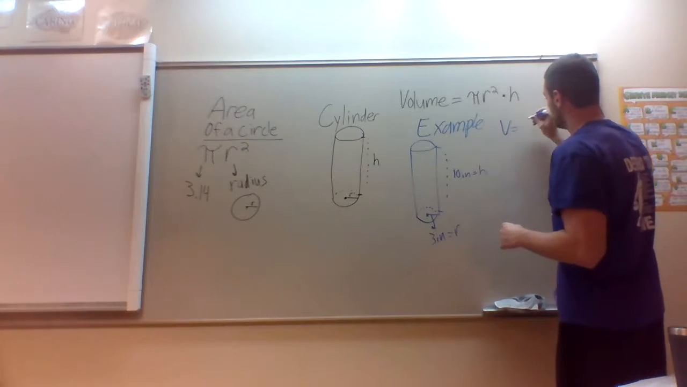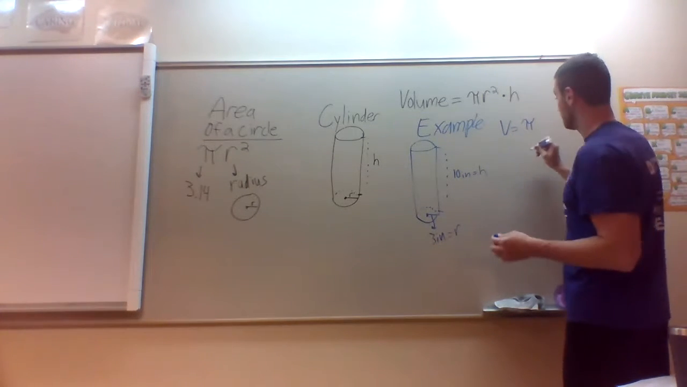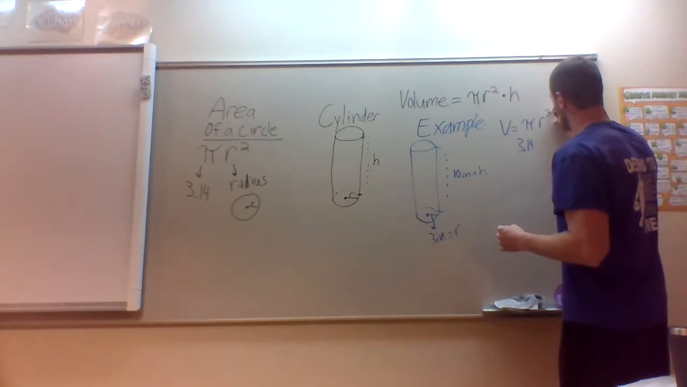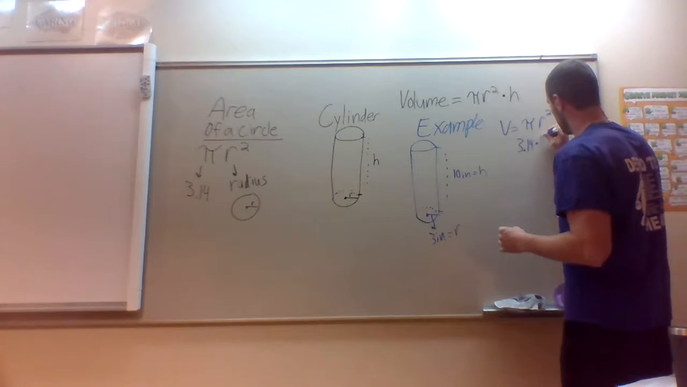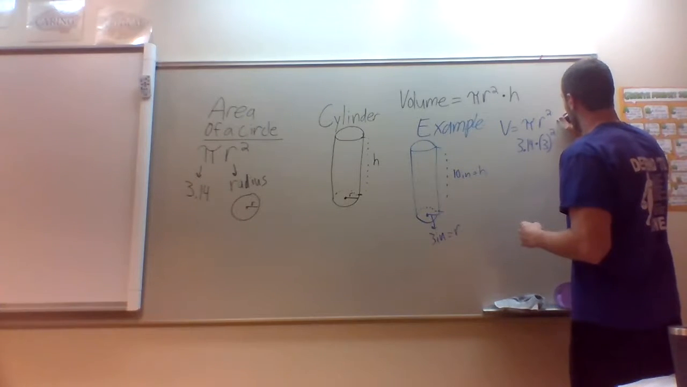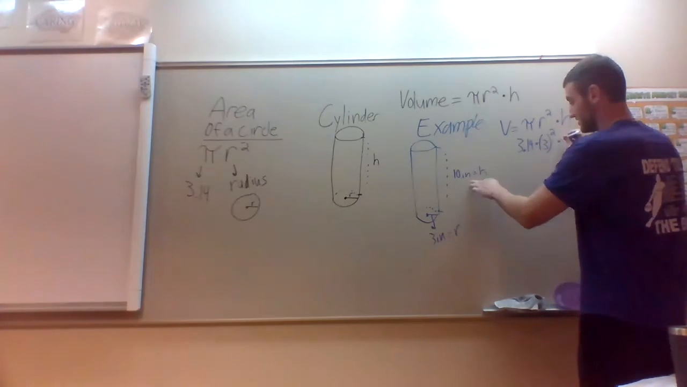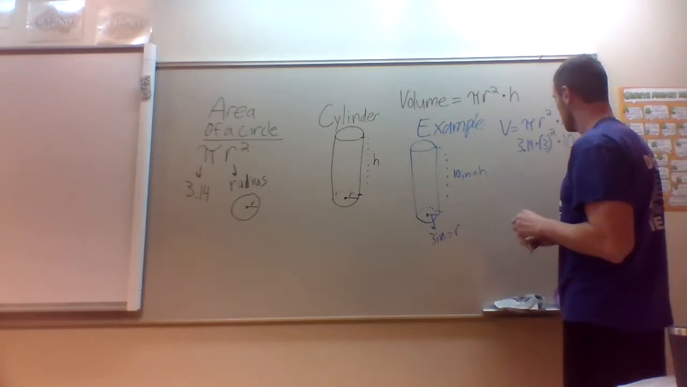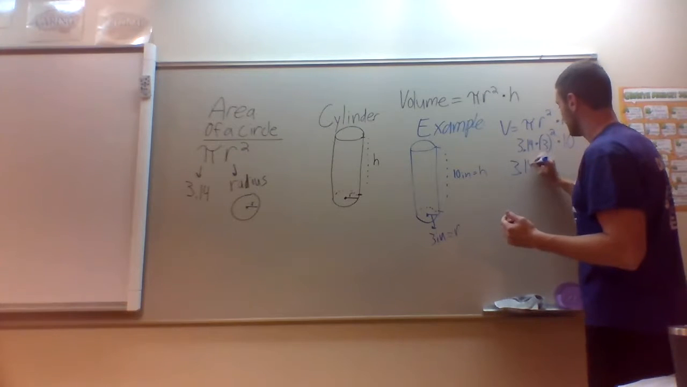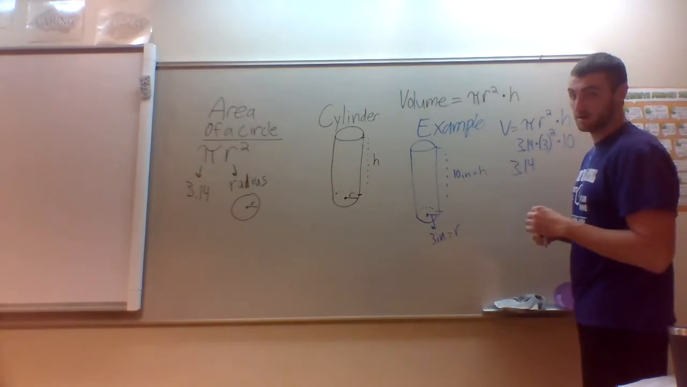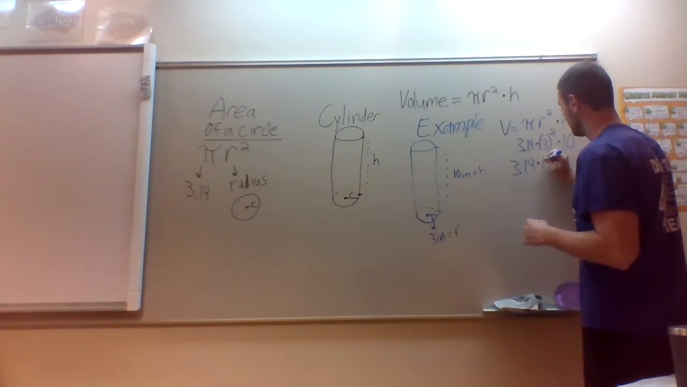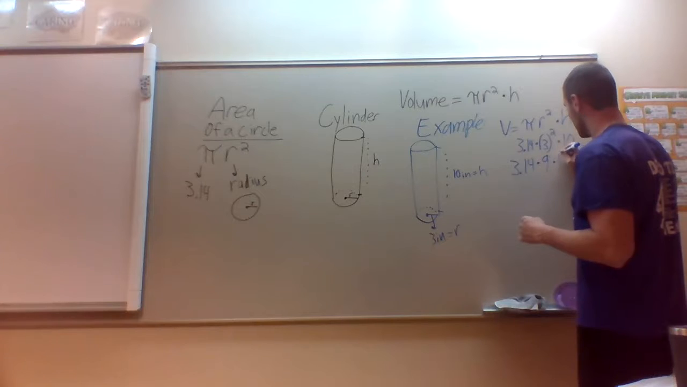We have volume equals pi, which we know is 3.14. Our radius is 3, but we have to remember that we have our squared. We have to take our squared with us. That applies to the 3. And we multiply that by our h, and our h in this problem is 10. As we remember from our order of operations, we will perform the 3 to the squared power first because it is an exponent. We have 3.14 times 9, because 3 squared is 9, times 10.